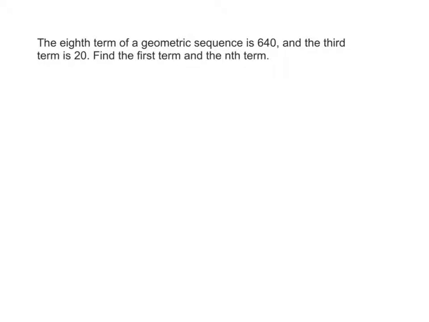The eighth term of a geometric series is 640, and the third term is 20. Find the first term and the nth term. All right, so what I need to do is I know that a sub n equals a r to the n minus 1. So I know the eighth term is 640.